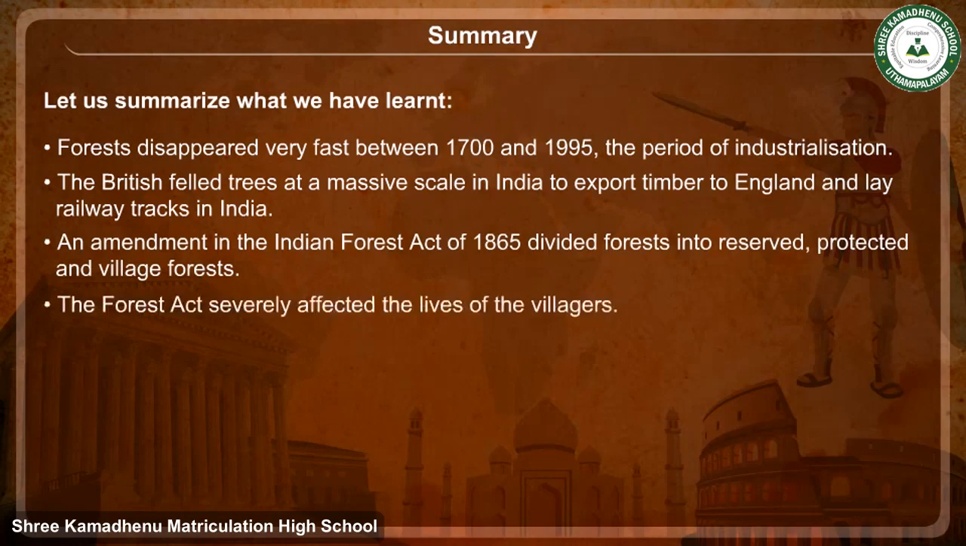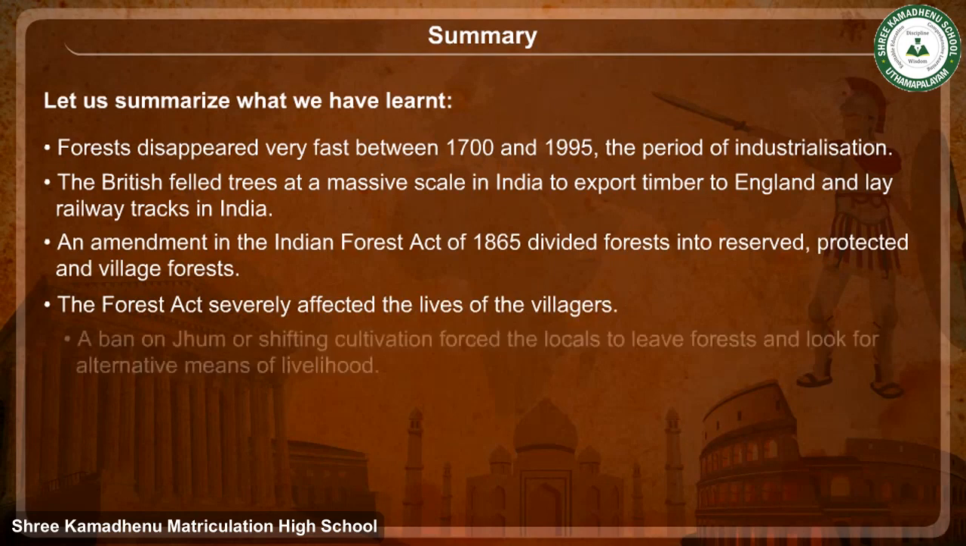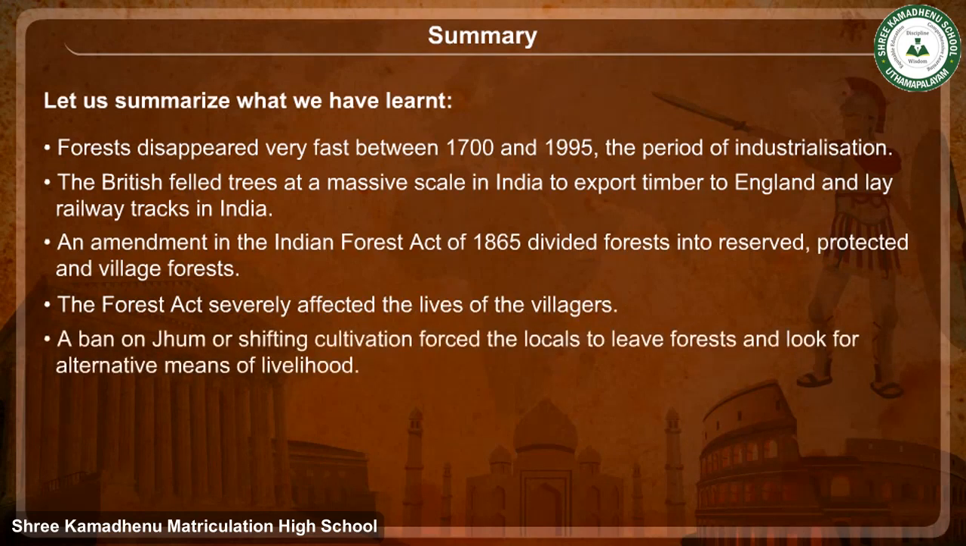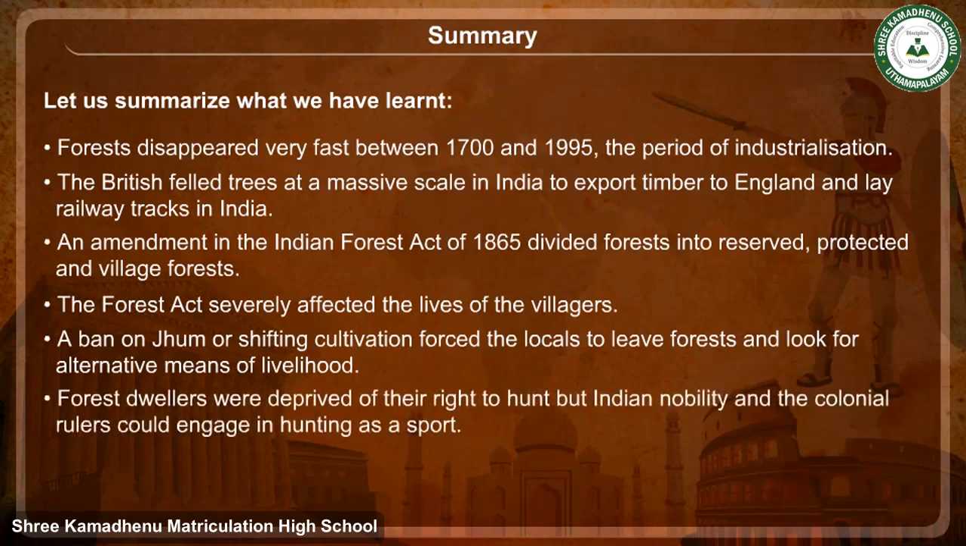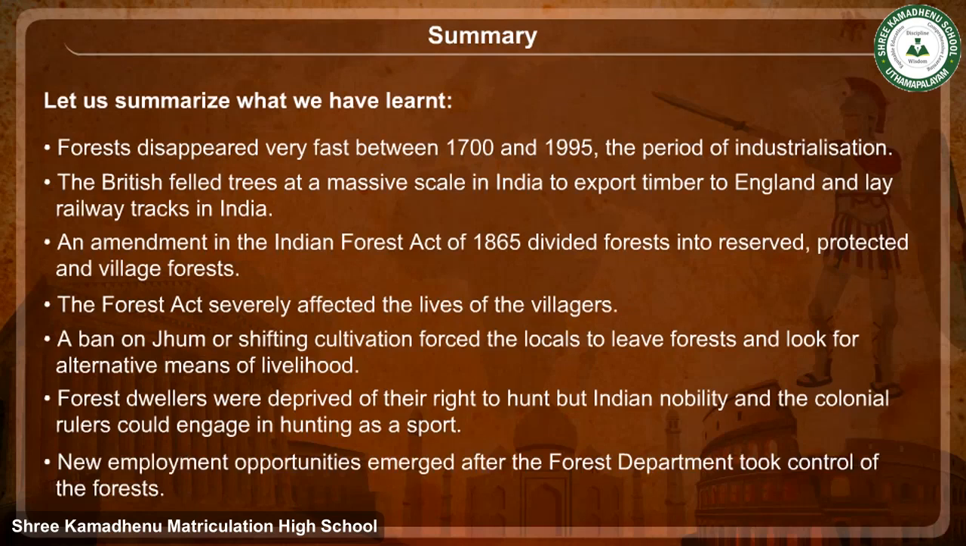The Forest Act severely affected the lives of the villagers. A ban on jhum or shifting cultivation forced the locals to leave forests and look for alternative means of livelihood. Forest dwellers were deprived of their right to hunt, but Indian nobility and the colonial rulers could engage in hunting as a sport. New employment opportunities emerged after the Forest Department took control of the forests.